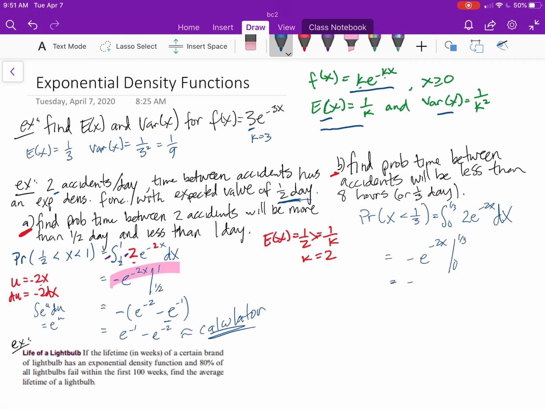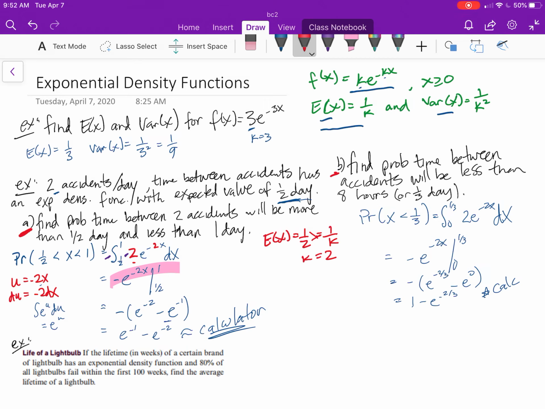So now, again, let's factor out that negative. We have e to the negative 2/3 minus e to the 0, which is 1. So distribute that negative, we'd have 1 minus e to the negative 2/3. And again, just use your calculator, see what that probability comes out to.